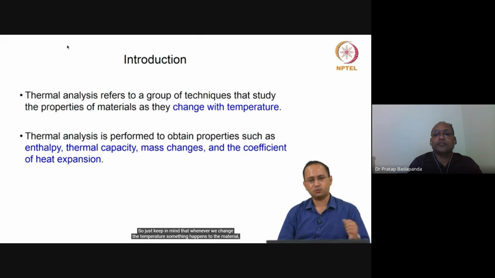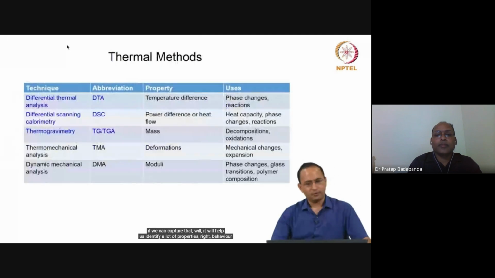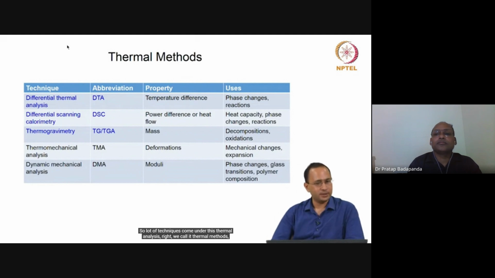So, just to keep in mind that whenever we change the temperature, something happens to the material. If we can capture that, it will help us identify a lot of properties, the behavior of materials. So a lot of techniques come under this thermal analysis. We call it thermal methods, and they are used for different purposes. It is good to know why we are using a particular technique.